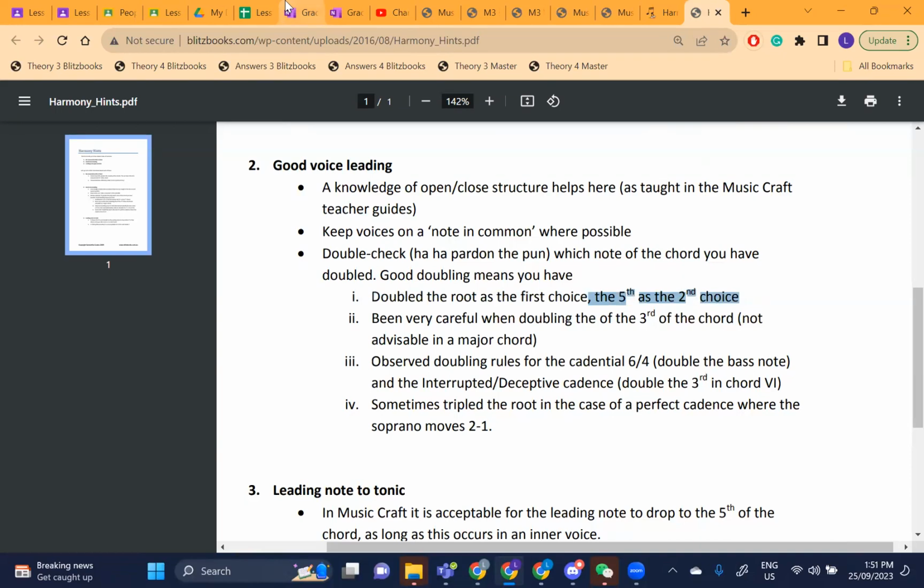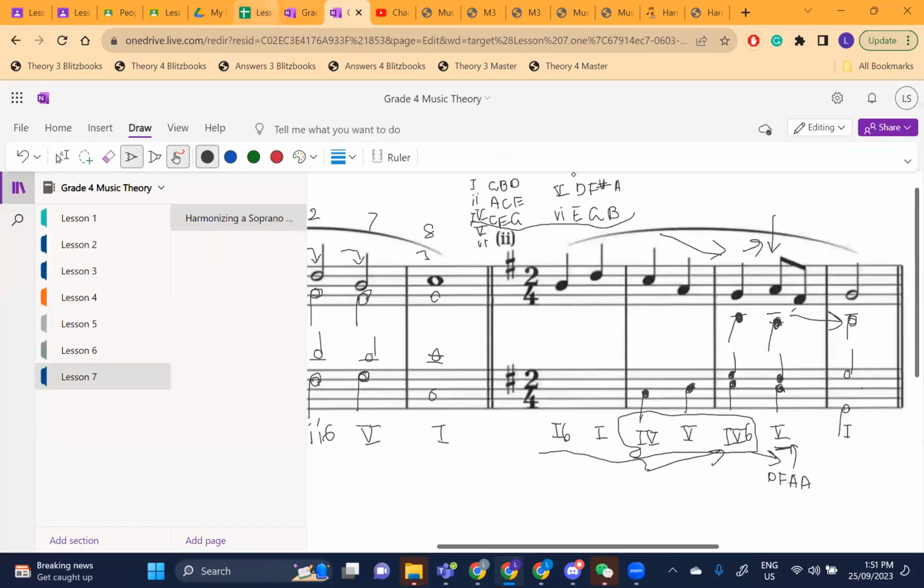Wait, can you find me? Sorry. Octave and fifth present in the same voice, moving in similar motion. Here. So we continue A and D. What's this? There we go. So let's choose a different chord.